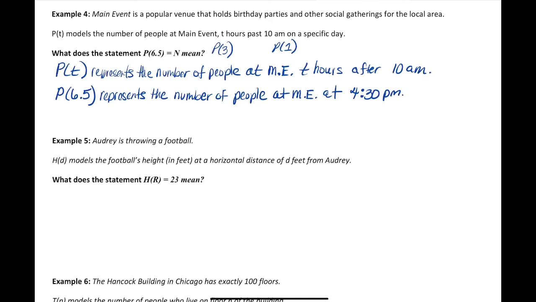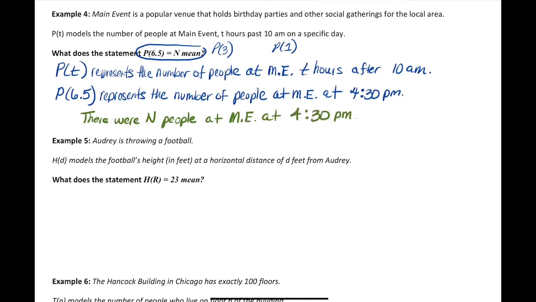So P of 6.5 represents the number of people that are at main event at 4:30. I'm going to guess that 6.5 represents 6.5 hours past 10, which is going to be 4:30 p.m. in the afternoon. And what do we have here? P of 6.5 is what? And then kind of summing it all up right here, it says there were N people, we're not sure what N is, it's a variable of course, at main event at 4:30. And that's all that that means.